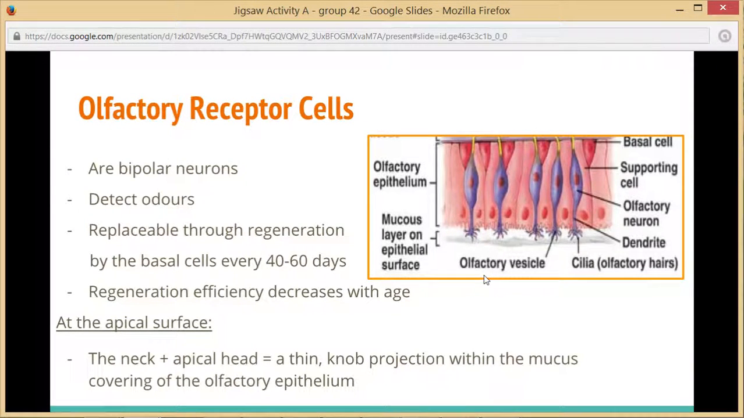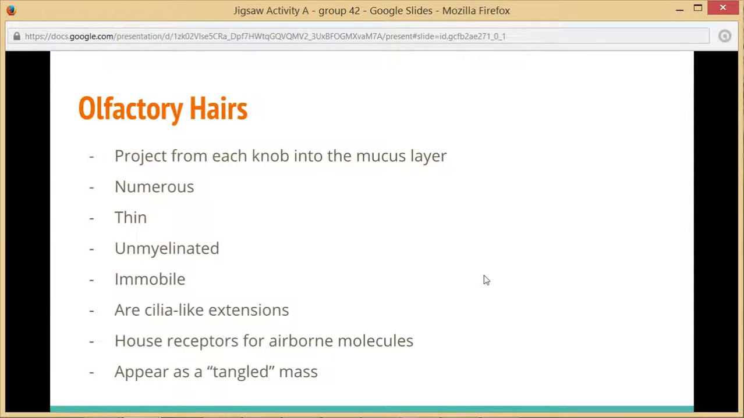The olfactory receptor cells are one of the most important components of the olfactory organ system, as they are essential for detecting odors. These cells are specialized sensory bipolar neurons that bind odor molecules. From an anatomical perspective, the region in which the odor molecules bind to the receptor cell is seen as a thin knob projection containing olfactory hairs. These hairs are cilia-like extensions and are both unmyelinated and immobile. They are where the odor molecules bind to activate the receptor cell to begin the production of a nerve impulse. This nerve impulse helps our brain determine what smell is being detected.